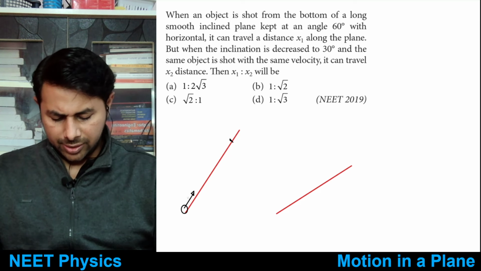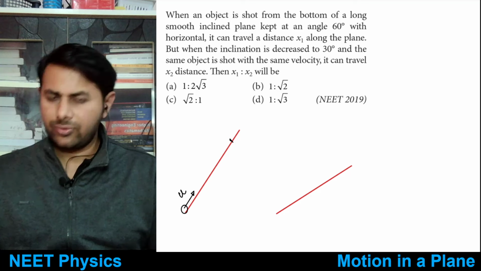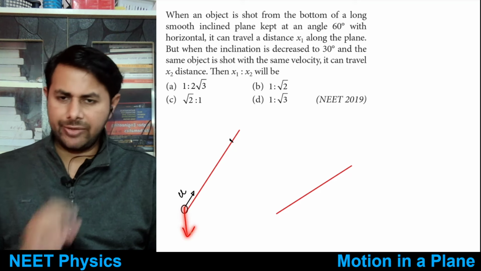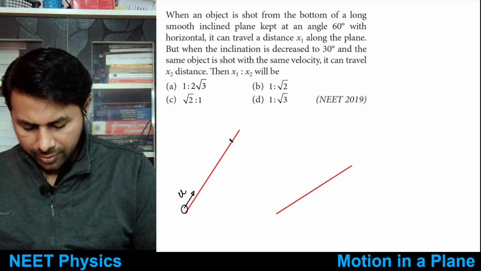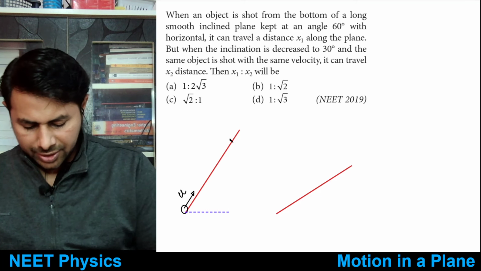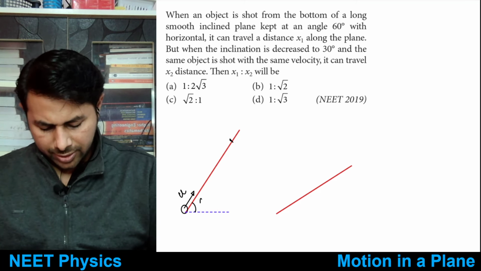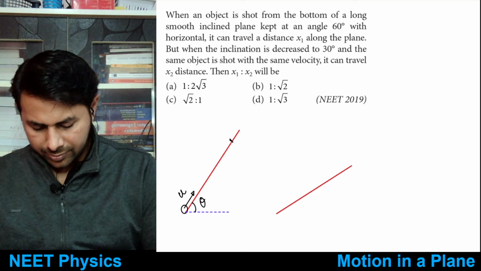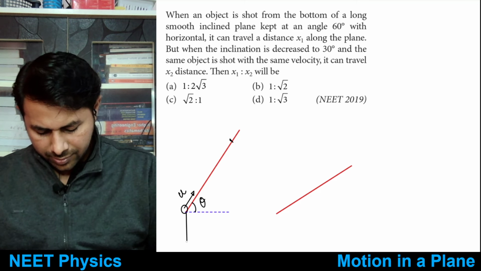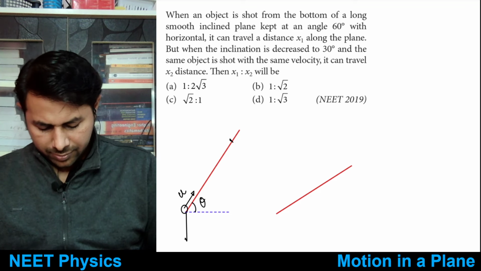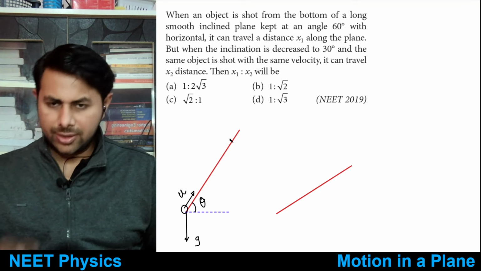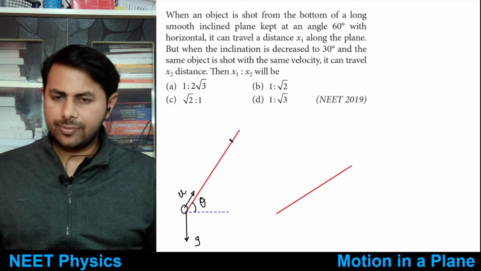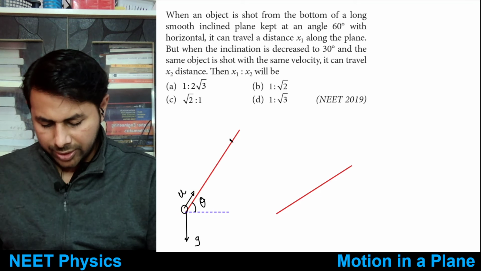Now see, it's shot in this direction with speed u. There will be some acceleration, that's the acceleration due to gravity which is acting downwards. And there will be a component of that acceleration which will oppose this motion. This angle is suppose theta. So acceleration due to gravity is acting downwards like this. This is g. You can resolve it along two components, one along the motion and one perpendicular to motion, right? So let's do that.